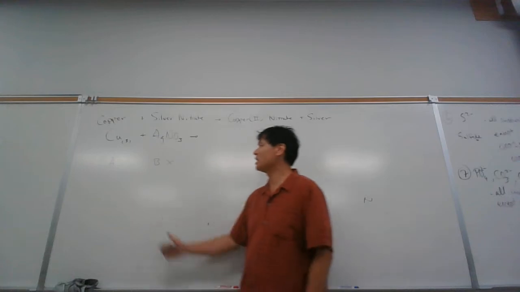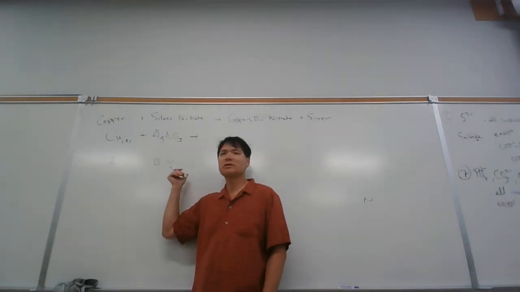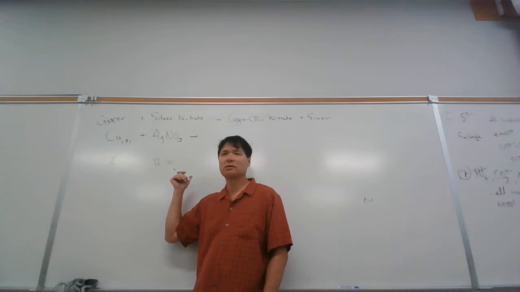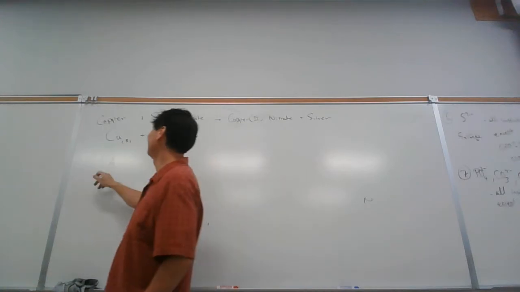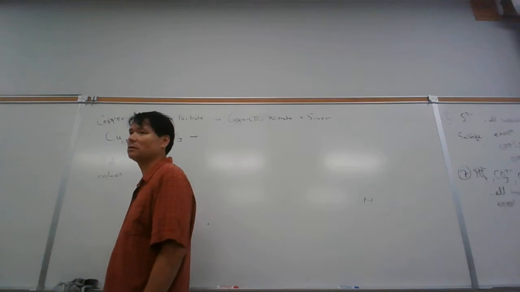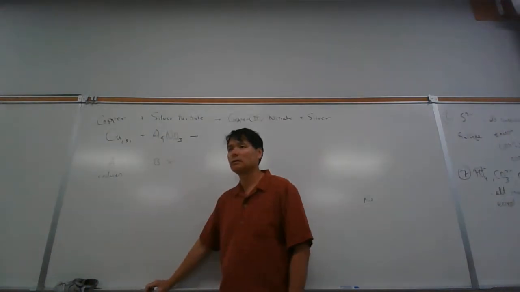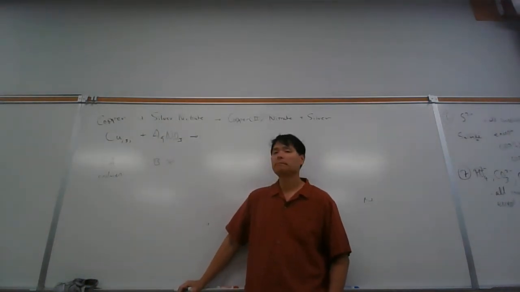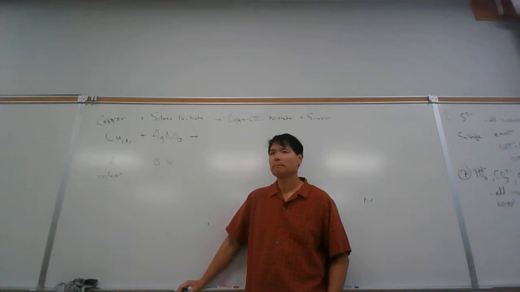Which one is the oxidizer here? Remember I talked about the oxidizer and reducer? Which one is the oxidizer? The copper. Actually, the copper I call the reducer. A is the reducer. What was the oxidizer? The reducer is the one with the electrons.